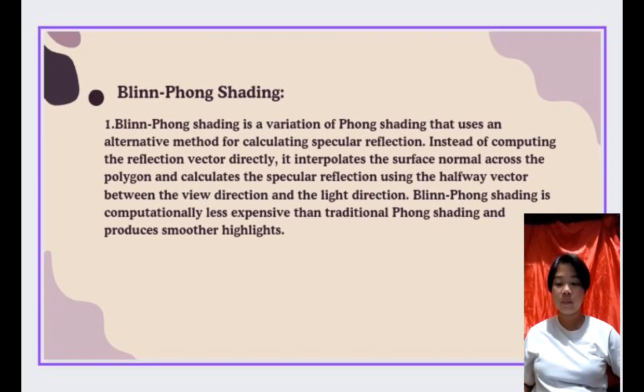Blinn-Phong shading. Blinn-Phong shading is a variation of Phong shading that uses an alternative method for calculating specular reflection. Instead of computing the reflection vector directly, it interpolates the surface normal across the polygon and calculates the specular reflection using the halfway vector between the view direction and the light direction. Blinn-Phong shading is computationally less expensive than traditional Phong shading and produces smoother highlights.